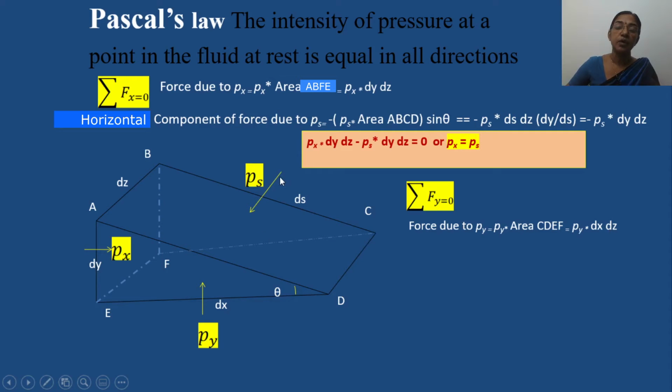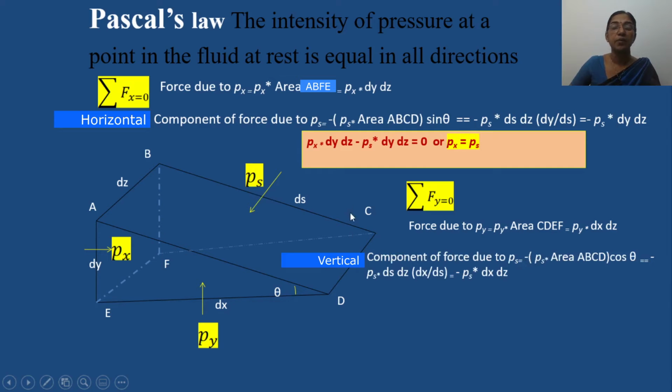Now the vertical component of force due to Ps, it is acting vertically downward. So the component of this force in vertical direction equals, again we are putting a negative sign because the component of Ps in vertical direction, that is vertically downward, is opposite to the direction of Py. That is why we are putting a negative sign here also. Its value equals minus Ps into area ABCD into cos theta. So cos theta equals dx divided by ds. Substituting, this expression is simplified into minus Ps into dx into dz.